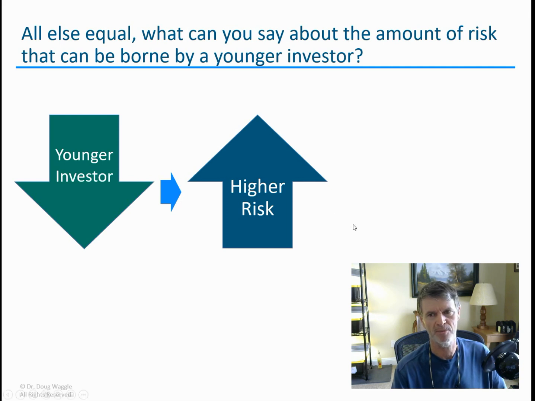So the worst case to be in would be getting ready to retire next month and your portfolio just dropped 34% and you're going, oh no.